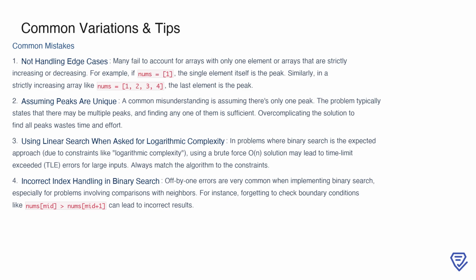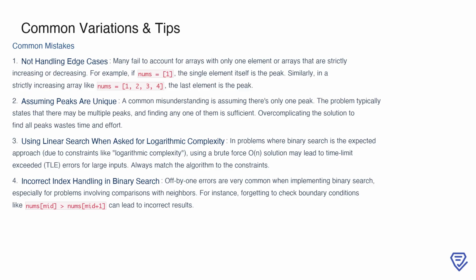Second, some assume that peaks are unique. However, the problem often allows for multiple peaks, and your goal is simply to find any one of them. Trying to find all peaks unnecessarily complicates the solution. Another frequent error is using linear search when the problem explicitly requires logarithmic complexity. This can result in time limit exceeded errors for large inputs.